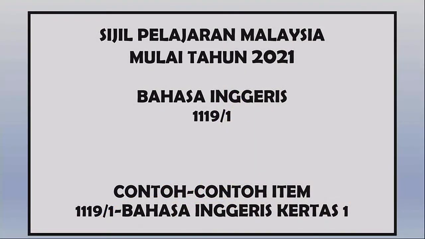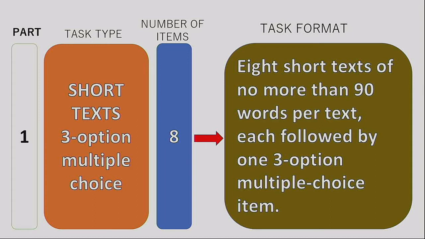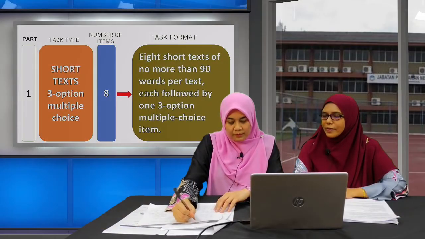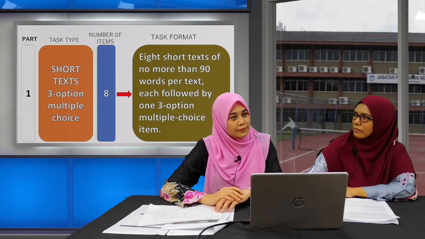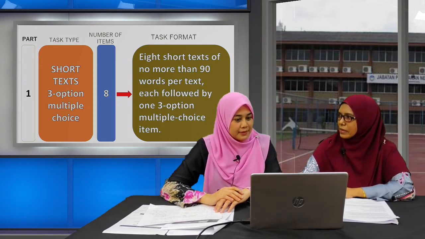Okay, let us look at the first part of the paper. This is the sample paper. Before that, as I said just now, part 1. The task type is short text with 3 option multiple choice, followed by 8 questions. 8 short texts of no more than 90 words per text, each followed by a 3 option multiple choice item. Do you think it's suitable for the students? Yes, it's not very difficult actually.